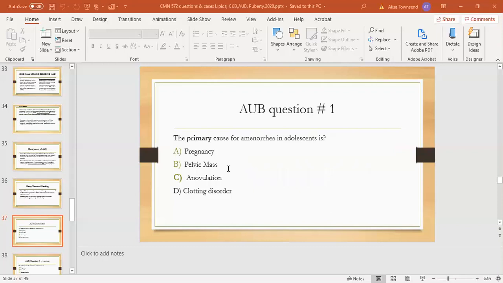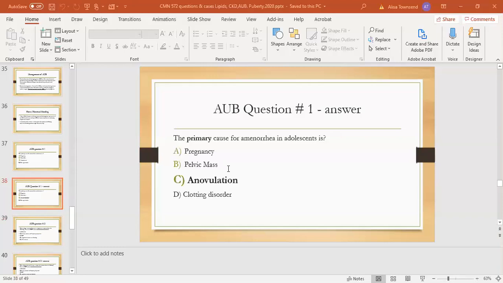Let's do abnormal uterine bleeding. Good. Primary cause of amenorrhea in adolescence is? Janice says C. Anyone else? Good. Wonderful. Right. Anovulation.